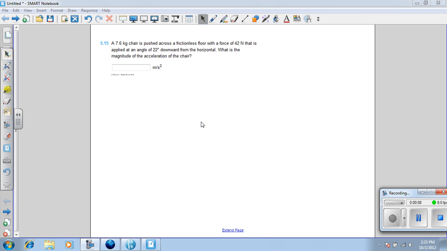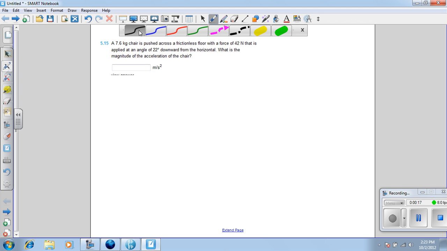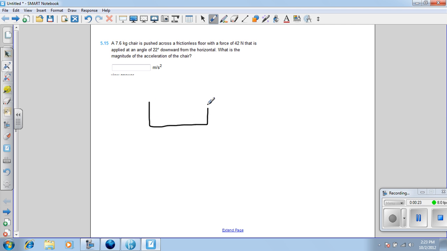But anyway, for 515 here, what we have is a basic problem. The only weird thing is that it's at an angle. So what we need to do here is draw a little picture of the chair. There it is. There's the floor. We know the mass of the chair. It's pushed across a frictionless floor.